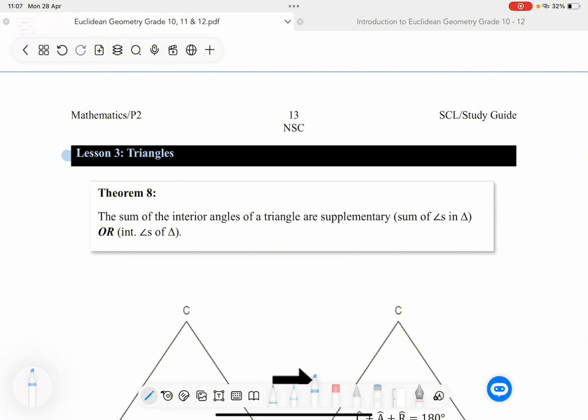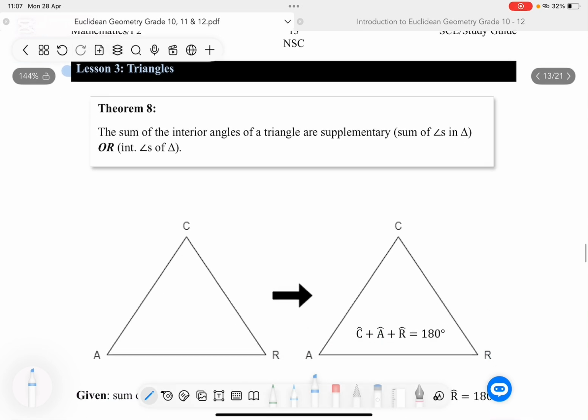The first theorem here would be Theorem 8, as we are continuing with our lessons. This theorem says that the sum of the interior angles of a triangle are supplementary. Now, as usual, we'll have a short way of writing the theorem, to say the sum of angles in a triangle. Because remember, our given information here is that we have a triangle. Obviously, these angles will be the interior angles.